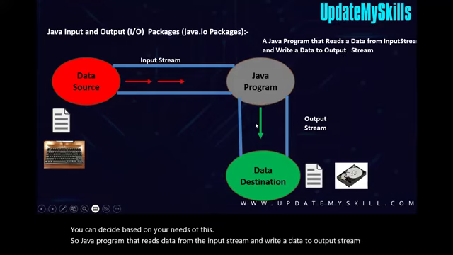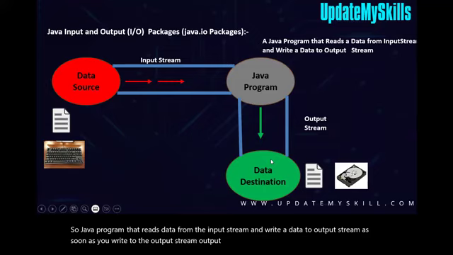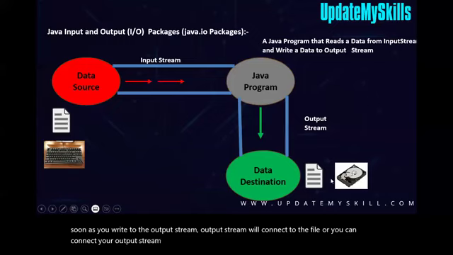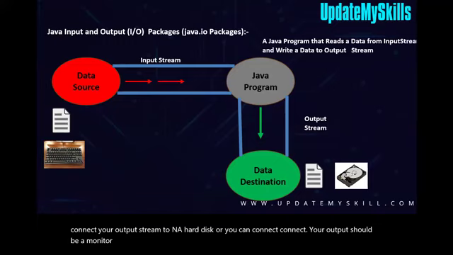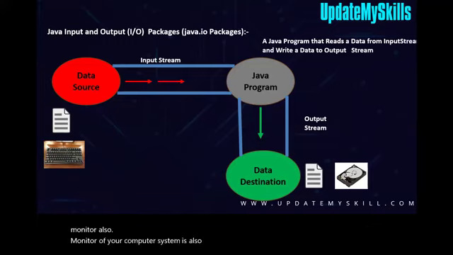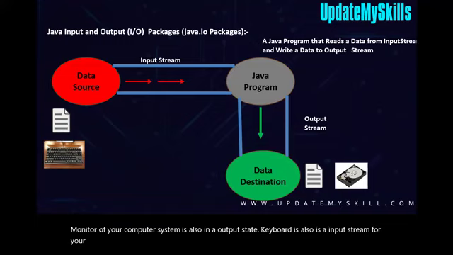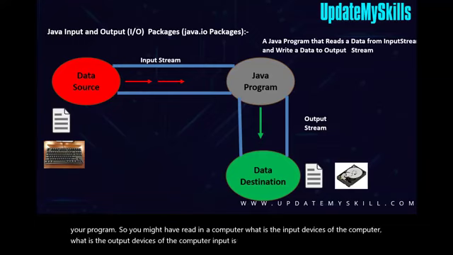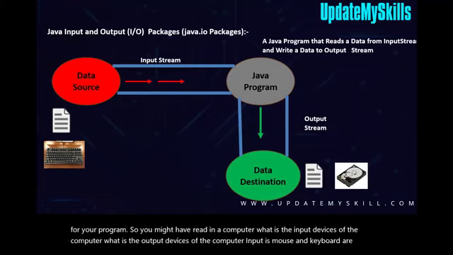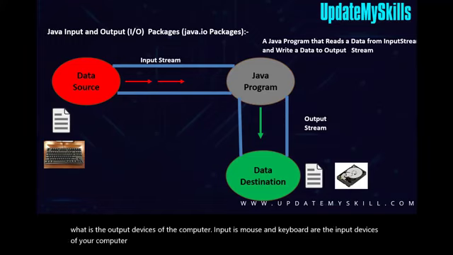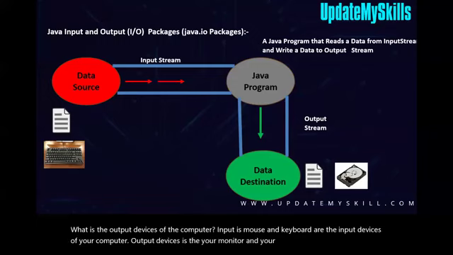As soon as you write to the output stream, it will connect to a file, or you can connect your output stream to a hard disk, or you can connect your output stream to a monitor also. The monitor of your computer system is also an output stream. The keyboard is also an input stream for your program. You might have read in computer basics what the input devices of the computer are and what the output devices are. The mouse and keyboard are the input devices of your computer. The output devices are your monitor, and your printer is also an output device.